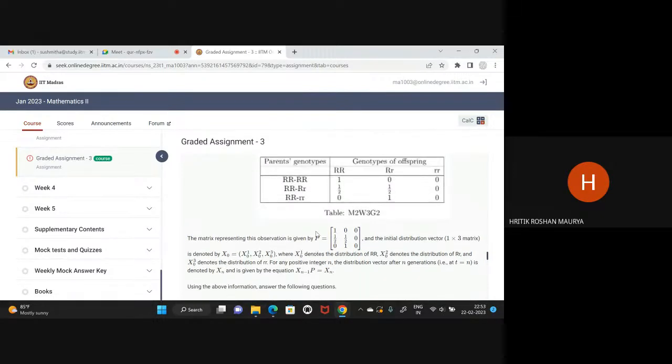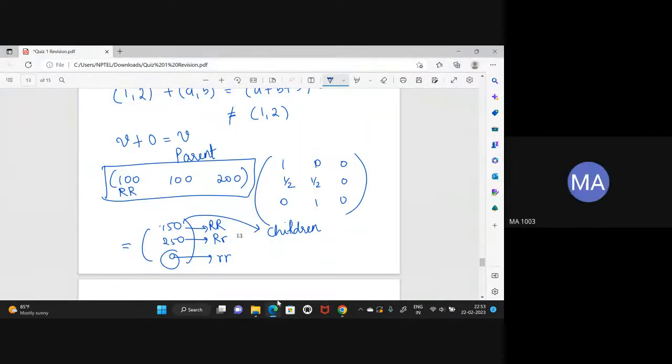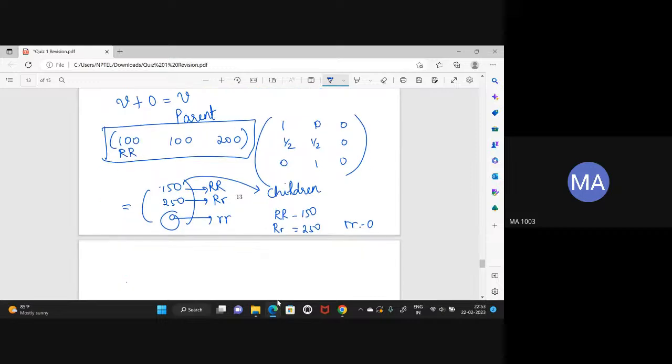But how will we get to the second generation? So there is a formula. The second generation question is not asked, sir. See, these are the children. You have 150 in RR, in this you have 250, and in this you have 0. You have to see whom these are mating with. Only then will you get the next generation, right? Without that, we could not get the next generation.